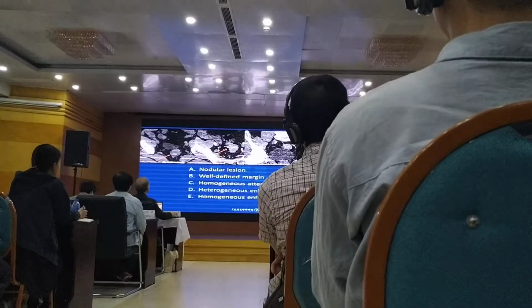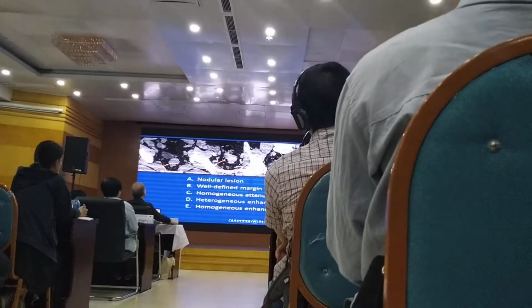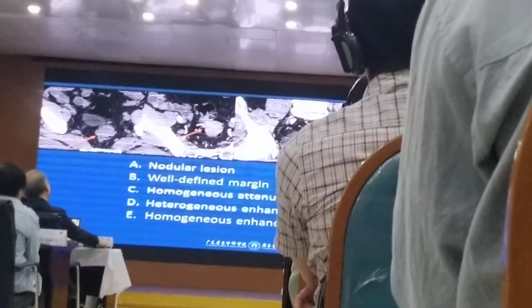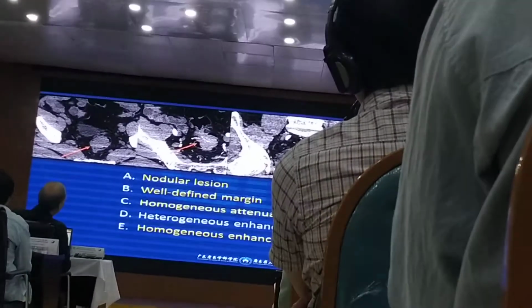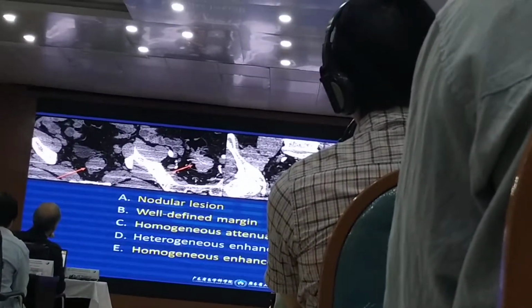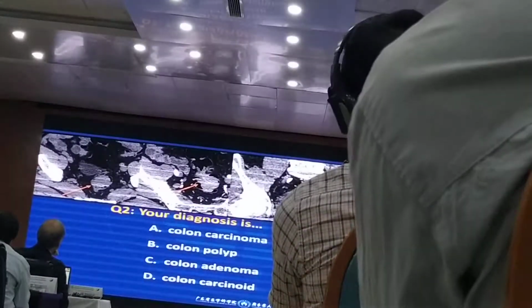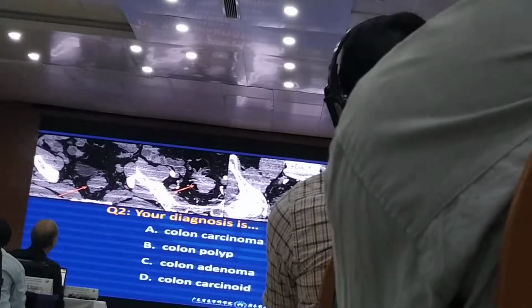Cavity with a well-defined margin. Before and after administration of contrast medium, the density of the lesion NCT is homogeneous. So A, B, C, and E are correct. According to the CT imaging, what is your diagnosis?